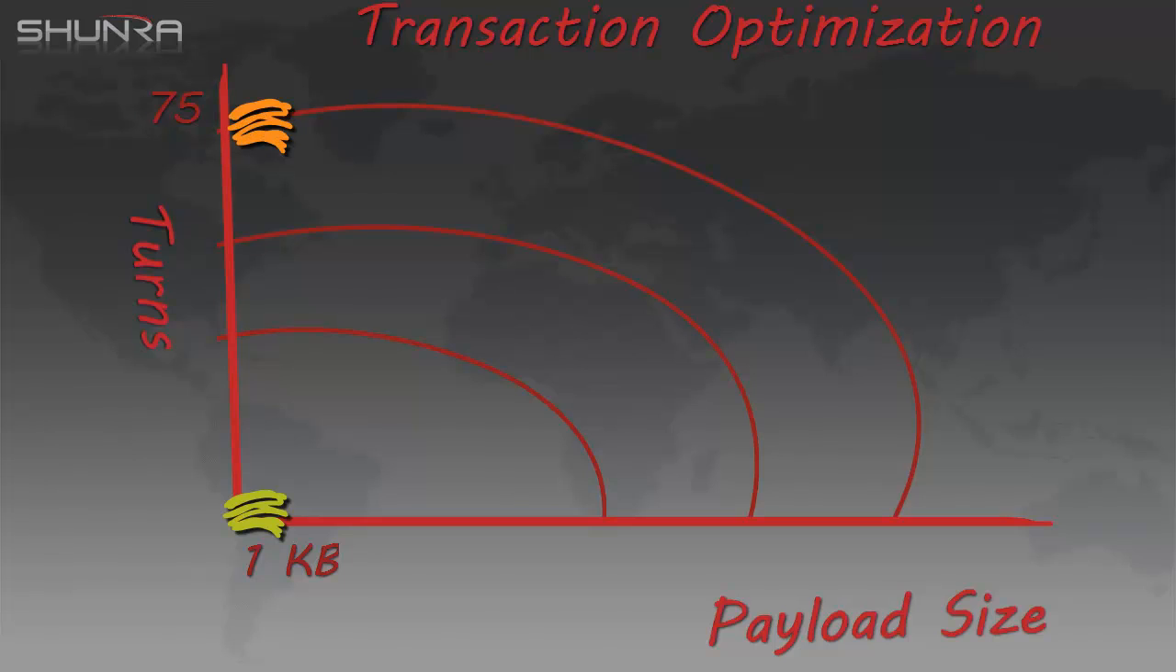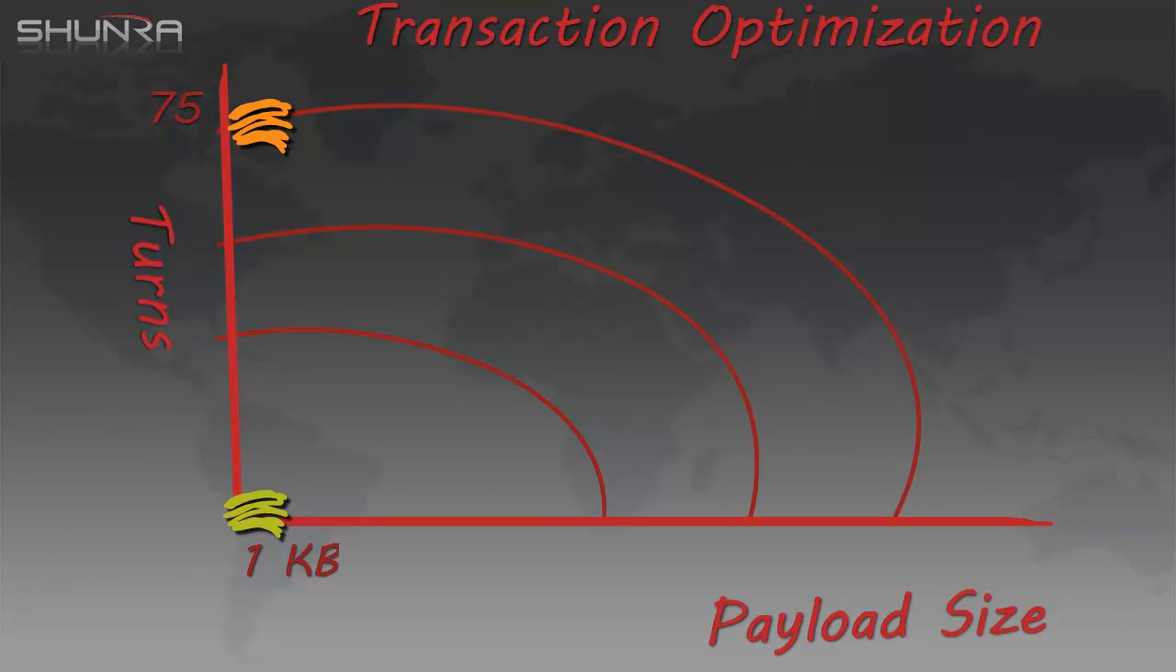Well, let's look at this for a minute. Now we have to send 75 app turns of this 1 KB. Imagine doing this over 70 milliseconds worth of latency. Now we're going to have this thing go across the wire 75 times. I don't think that's going to be very efficient.